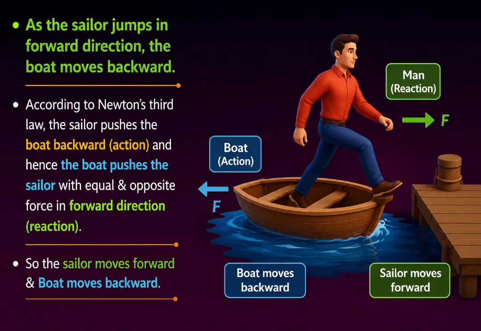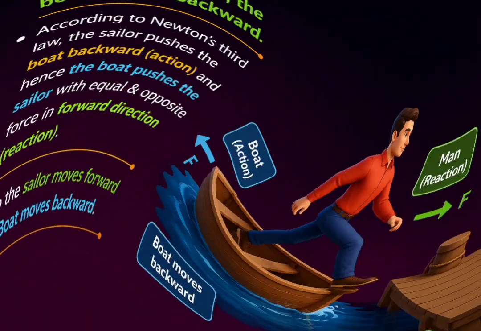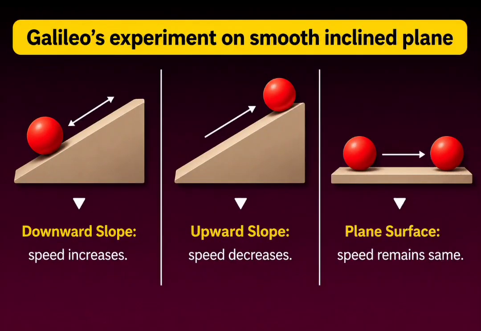Now students, after understanding Newton's third law and its applications, let's move to another important concept related to motion. To understand this concept, we need to learn about Galileo's experiment on a smooth inclined plane. This experiment helped scientists understand why objects continue moving and led to the idea of inertia, which we will study next. Let's see how Galileo experimented.